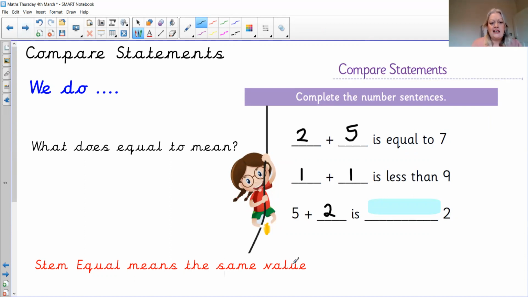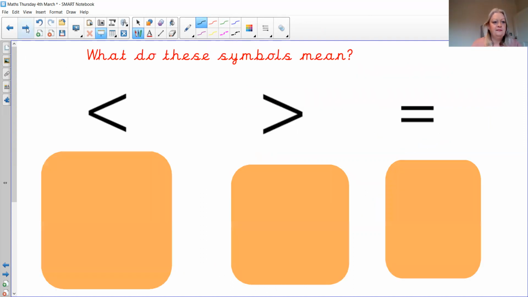So the STEM language here, equal means the same value. Now, do you remember these? Miss Brown introduced us to these. These are some mathematical symbols, but what do they mean? Pause the video, have a chat. What do those symbols mean? I'll give you a little bit of a clue. Help me remember. We had a crocodile, didn't we? The crocodile used to like eating certain numbers.